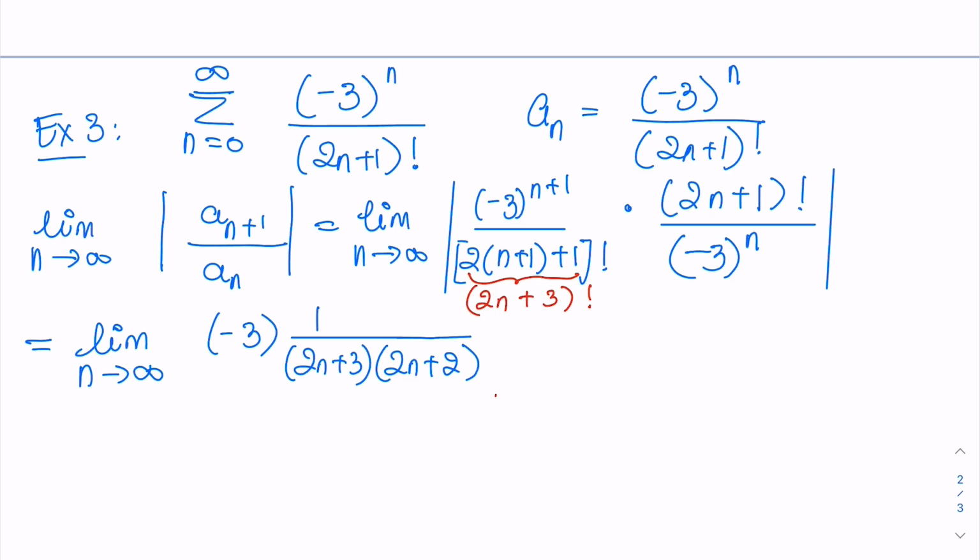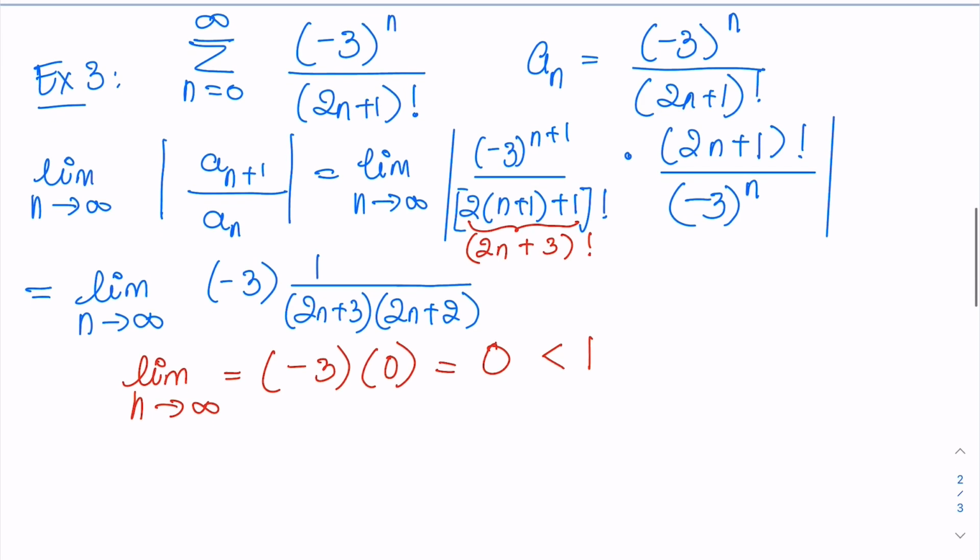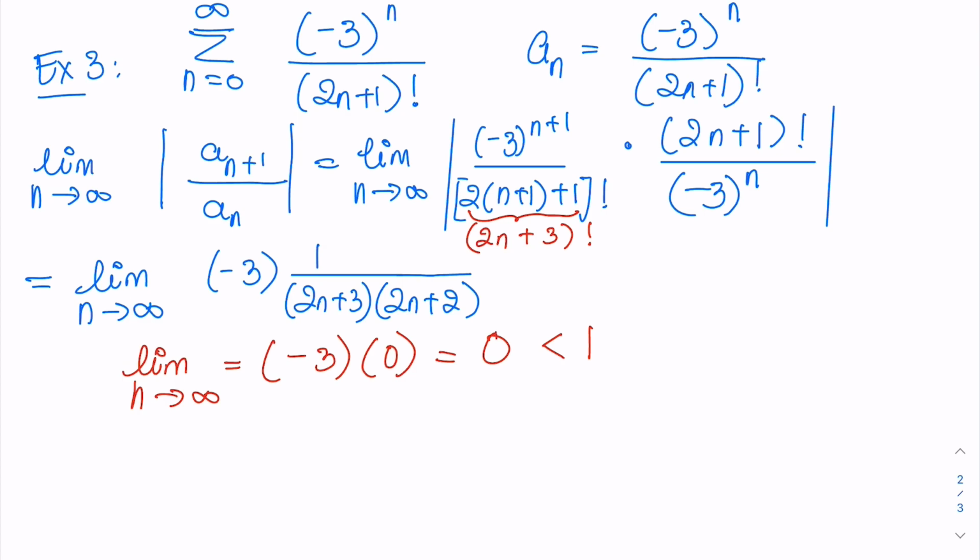Now, when you take the limit, it's going to be 0. Therefore, the limit as n goes to infinity, negative 3 times 0, is going to be 0. And 0 is less than 1. So therefore, the series is absolutely convergent by the ratio test.